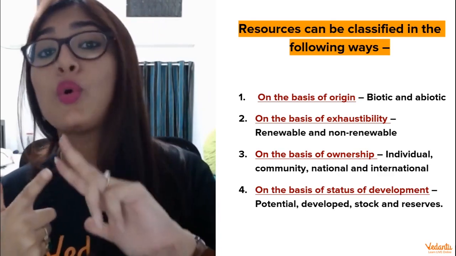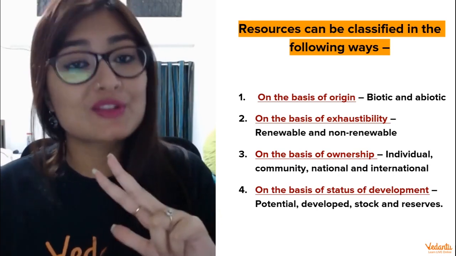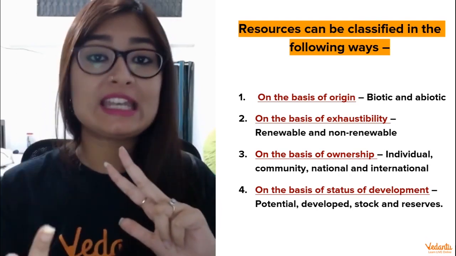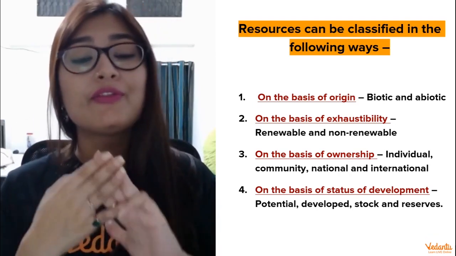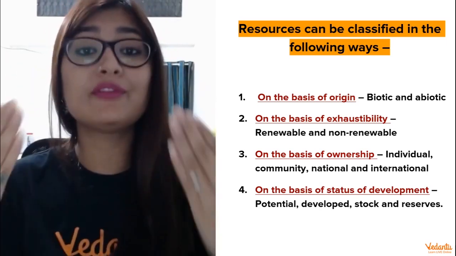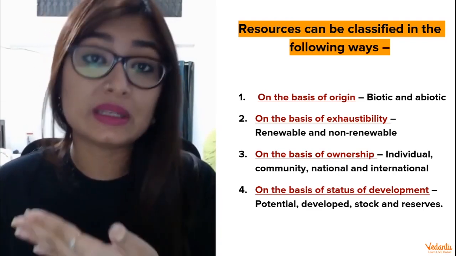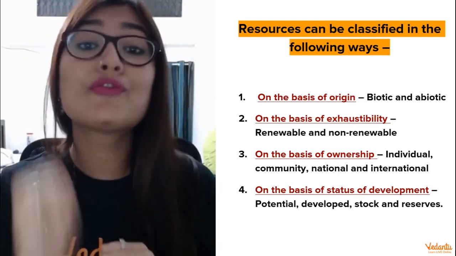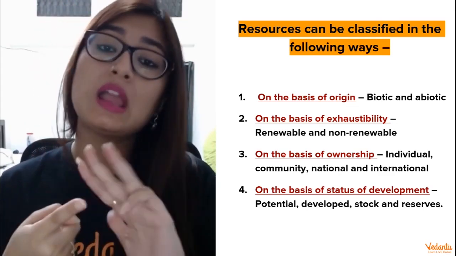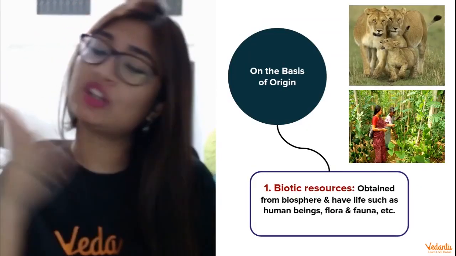Then comes the basis of ownership, which means these resources belong to whom? Who is going to claim the resources? On the basis of that, it has been divided into four segments: individual, community, national, and international. And the fourth one, the last one, is on the basis of the status of development, which means how developed or underdeveloped the resource is, how accessible it is in terms of development. On the basis of this, it has been divided into four segments further, which are called potential, developed, stock, and reserves. Now let's dwell into more depth and understand each and every segment in detail.